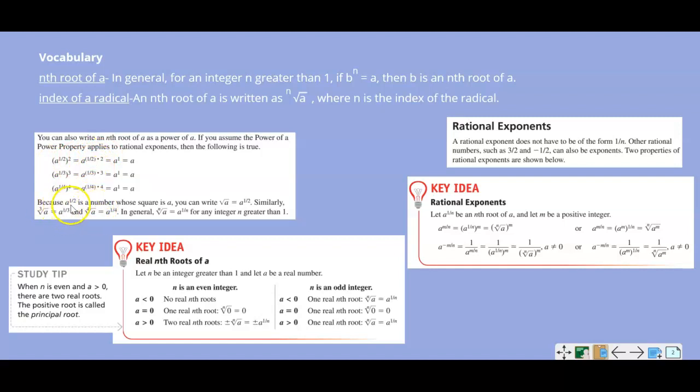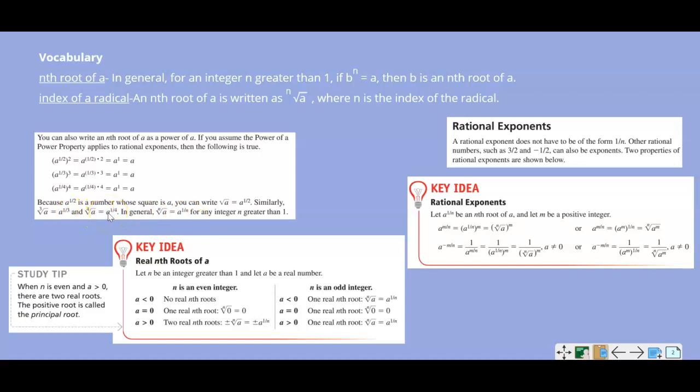So it says because a to the 1/2 is a number whose square is a, you can write the square root of a equals a to the 1/2. And again, if there's no number there, that index is missing, that's assumed to be a 2, a square root. Similarly, cube root of a equals a to the 1/3, fourth root of a equals a to the 1/4. All right, so this is pretty important to know. It'll make everything easier if you understand that you can write these interchangeably.